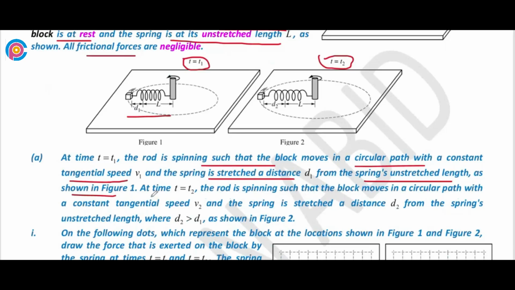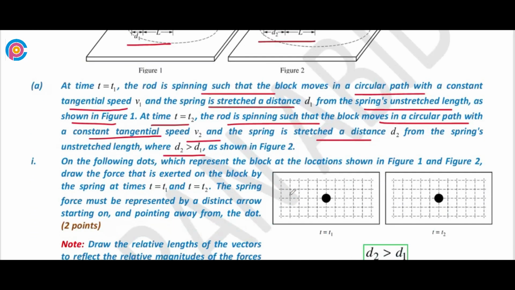At the next time, t2, the rod is spinning such that the block moves in a circular path at constant tangential velocity v2. The spring is stretched by a distance d2 from the unstretched length, where d2 is greater than d1. This is a greater distance compared to the previous one. On the following dots, which represent the block at its location shown in figures 1 and 2, draw the forces exerted on the block by the spring at times t1 and t2.